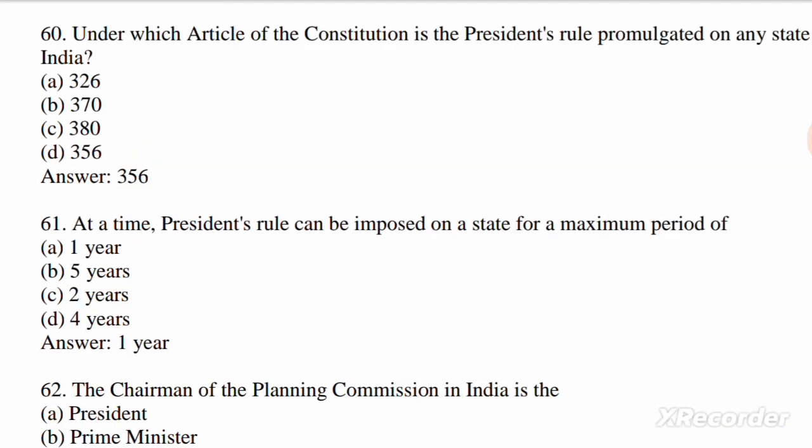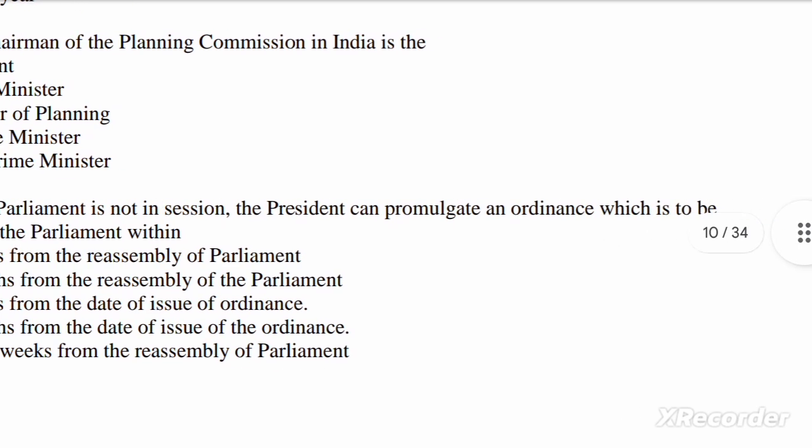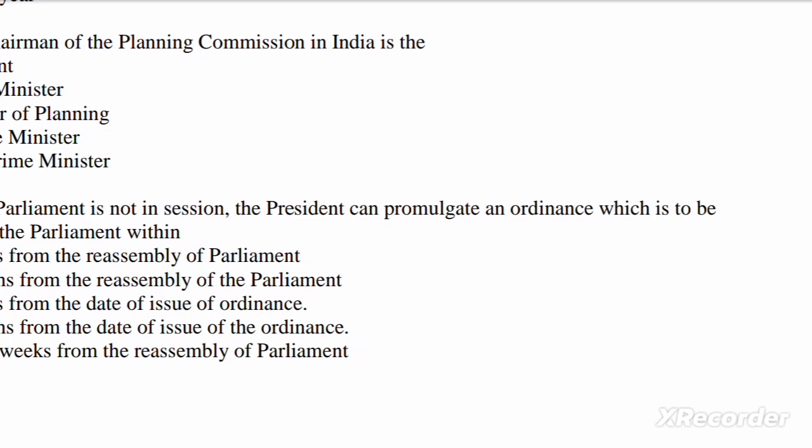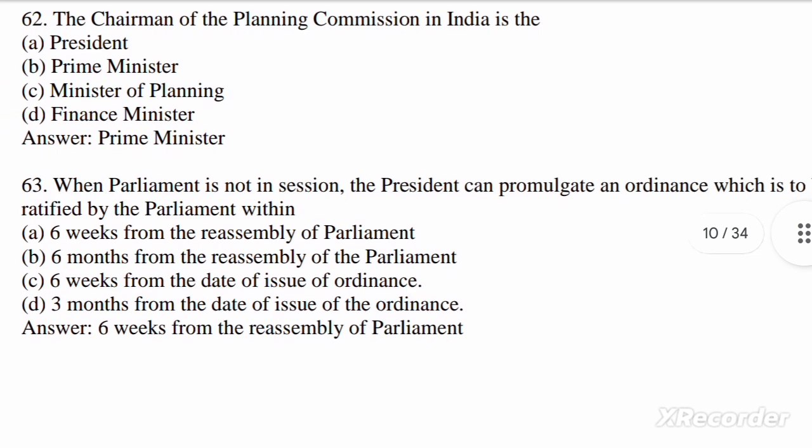60. Under which article of the Constitution is the President's rule promulgated on any state in India? 356. 61. At a time, President's rule can be imposed on a state for a maximum period of 1 year. 62. The chairman of the Planning Commission in India is the Prime Minister. 63. When Parliament is not in session, the President can promulgate an ordinance which is to be ratified by the Parliament within 6 weeks from the reassembly of Parliament.